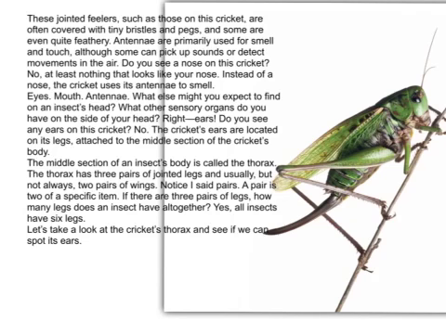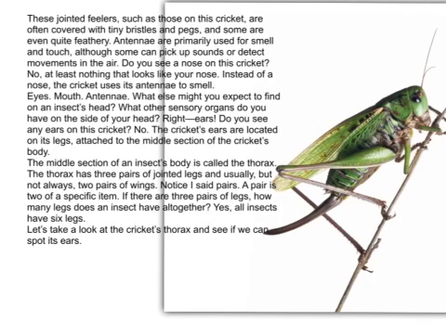Eyes, mouth, antennae. What else might you expect to find on an insect's head? What other sensory organs do you have on the side of your head? Right, ears. Do you see any ears on this cricket? No. The cricket's ears are located on its legs, attached to the middle section of the cricket's body.